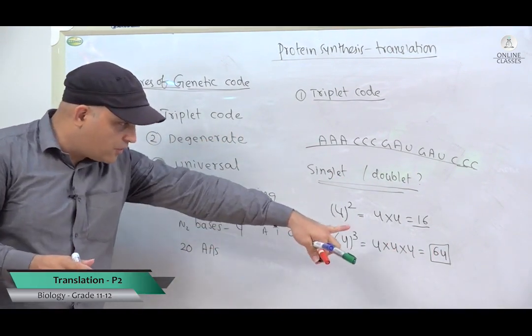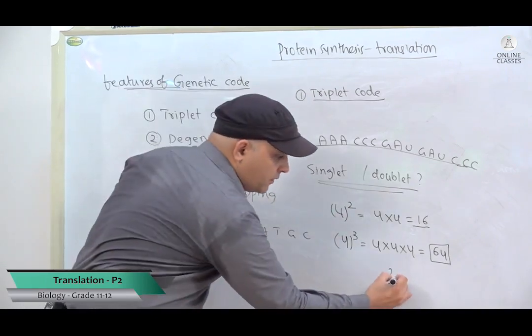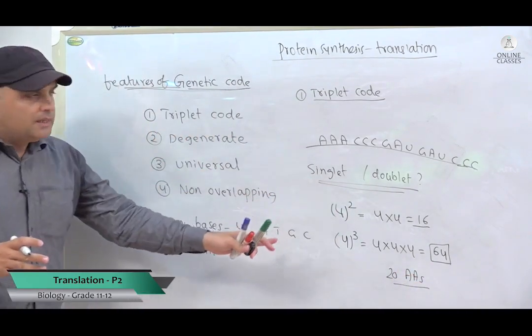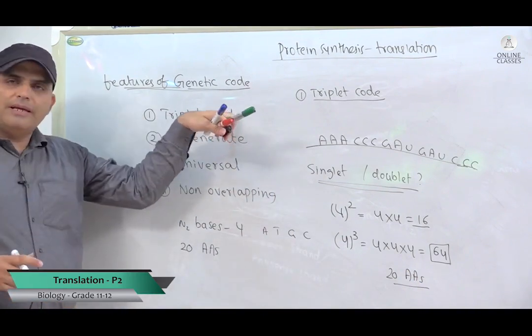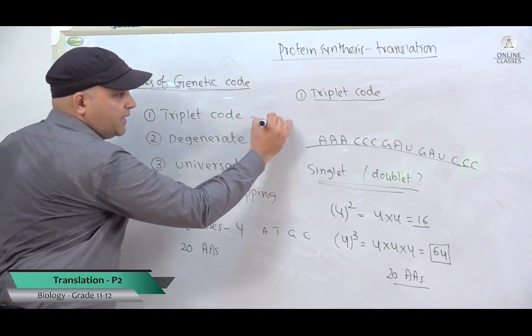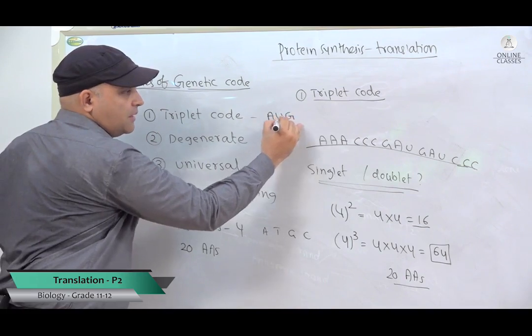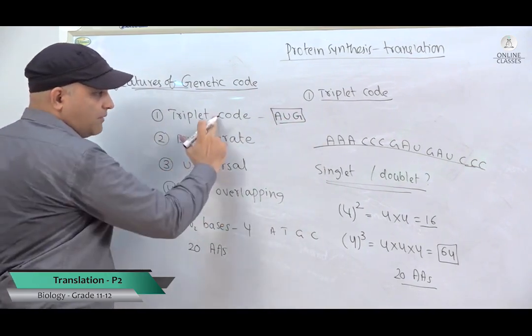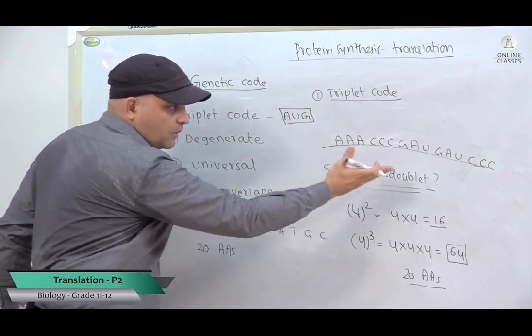So I get 64 combinations, but I have only 20 amino acids. So this solves the problem. That's why our genetic code is a triplet code, 3 nitrogen bases coding for 1 amino acid. Okay, so you have a triplet code, not a singlet code, not a doublet code.